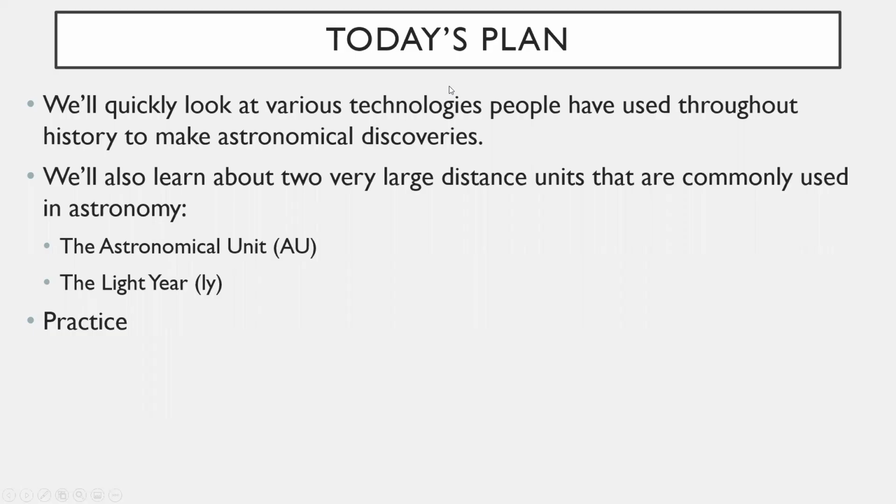So again, like I said, we're going to quickly look at various technologies people have used throughout history to make astronomical discoveries. We'll also learn about two very large distance units that are commonly used in astronomy. You're going to notice that in astronomy, we don't use kilometers as often. Kilometers are great for distances on Earth, but not so much, of course, in space. The two units we're going to look at are something called the astronomical unit, and then something else that I'm pretty sure you have heard of before called the light year.